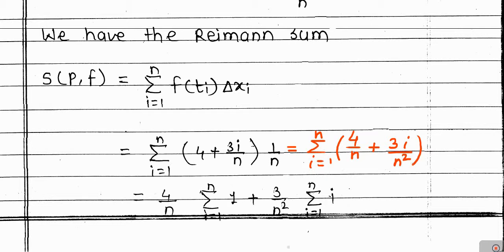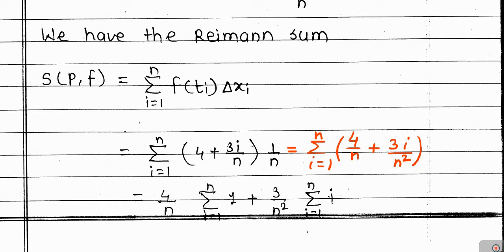Now, as 4 by n is independent of i, we can put this 4 by n outside the summation. After putting that outside, we obtain 4 by n into the summation over i equal to 1 to n of 1, plus, again, 3 by n squared is independent of i, so it can be put outside the summation, and we get the second term as plus 3 by n squared into the summation over i equal to 1 to n of i.